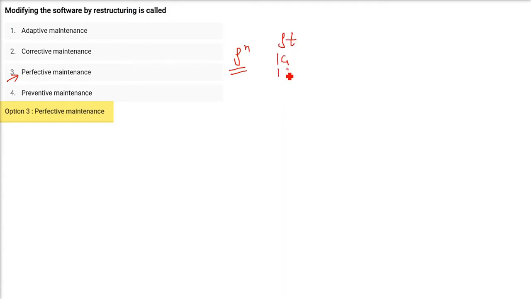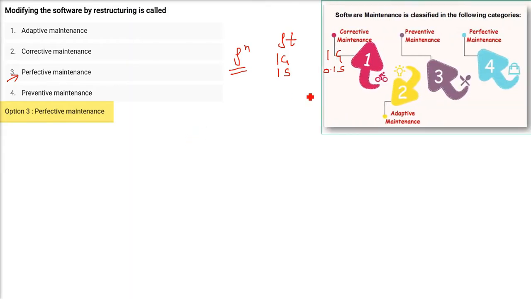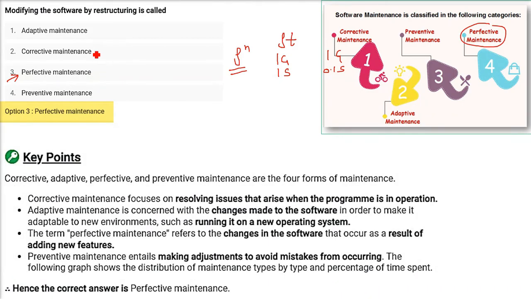That is one thing. But still, for example, file transfer of 1 GB is taking 1 second. We want 1 GB in 0.1 second. So that is perfective maintenance. So there is a major restructuring going on. Okay. So we already talked about the corrective, adaptive, and perfective, and the preventive also.